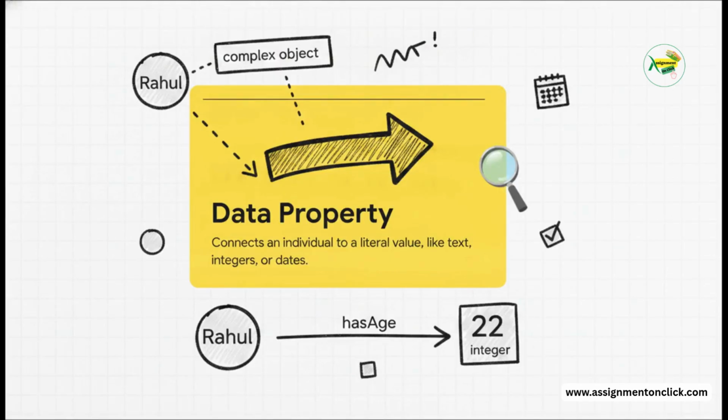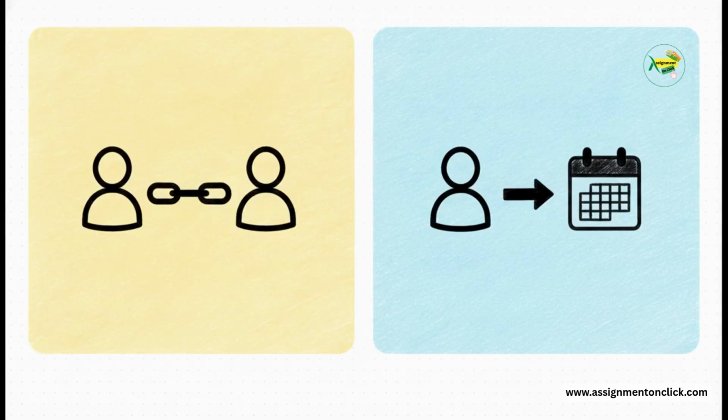A data property is a relationship that connects an ontology individual to a literal value. We're talking things like text, integers, booleans, or dates. So rather than connecting Rahul to another complex object, we use a data property called hasAge to connect Rahul directly to the literal number 22. Getting this comparison down is literally the golden rule of ontology modeling.